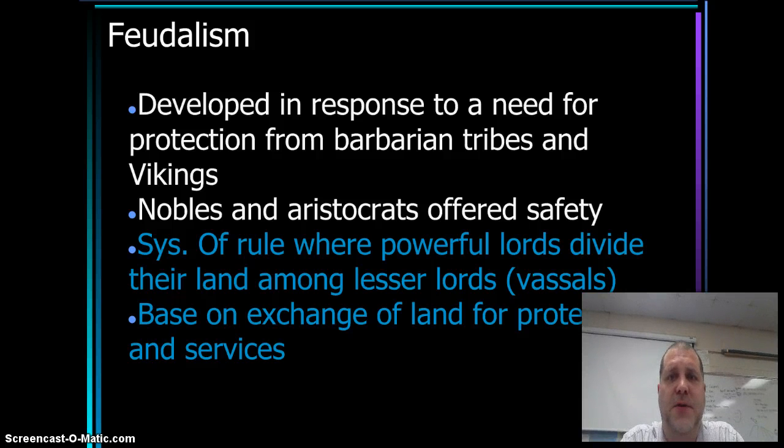Feudalism is going to develop in response to a need for protection from barbarian tribes and Vikings. Nobles and aristocrats offered safety, usually within the walls. Obvious choice there. It is a system of rule where powerful lords divide their land among lesser lords or vassals. This is based upon an exchange of land for protection and services.